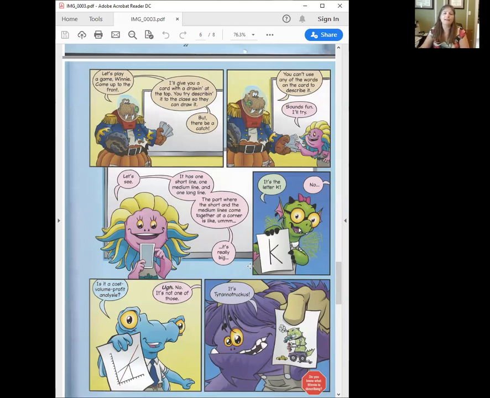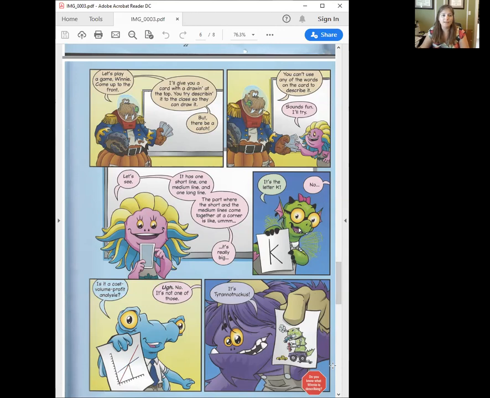Sounds fun. I'll try. Let's see. It has 1 short line, 1 medium line, and 1 long line. The part where the short and the medium lines come together at a corner is like, it's really big. It's the letter K. No. Is it a cost volume profit analysis? Ugh, no, it's not one of those. It's Tyrannosaurus.